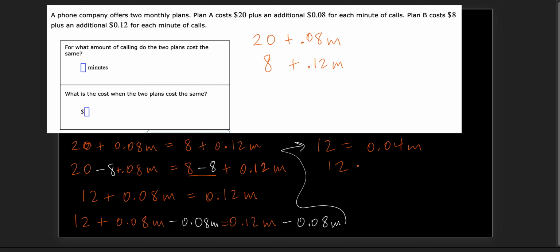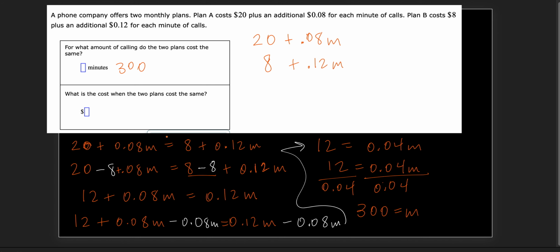And so when I have that, I want the 0.04 away from M. So I'm going to have to divide by 0.04 on both sides. So that's 300. M is minutes, so 300 minutes is when the plans cost the same.